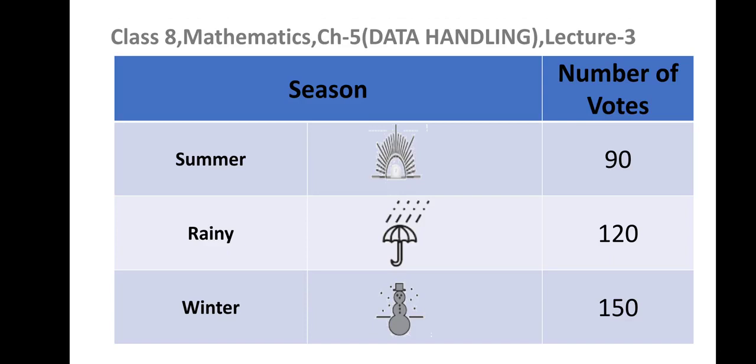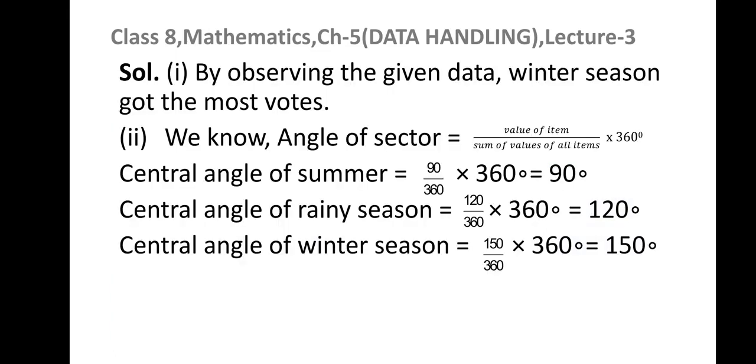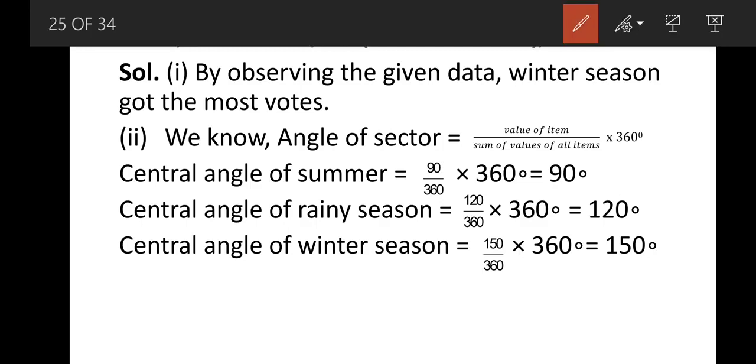Now for the pie chart, as I told you, you need to find the value or angle for every sector. That is, for summer you need to find the angle, for rainy season you need to find the angle, for winter season you need to find the angle, and then you need to make a pie chart. So the first answer is, by observing the given data, this is a very simple question. You are just supposed to look at the table and you will find that winter season got the most votes. Number of votes are highest in winter season. So this is the answer of the first part.